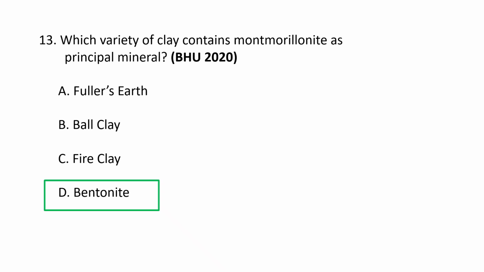And montmorillonite is a type of clay mineral that belongs to the smectite group, and it is known for its unique swelling and water absorption properties. And this makes bentonite a versatile material with applications in various industries.